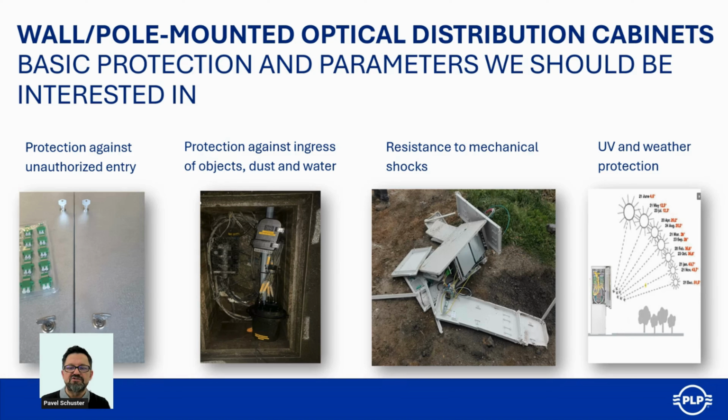And last, what you shall watch is UV resistance and weather protection. UV resistance is nowadays very important because markets like Germany and Austria don't like ABS cabinets or polyester cabinets with reinforced glass anymore, but they prefer polycarbonate cabinets. So those are UV stable.